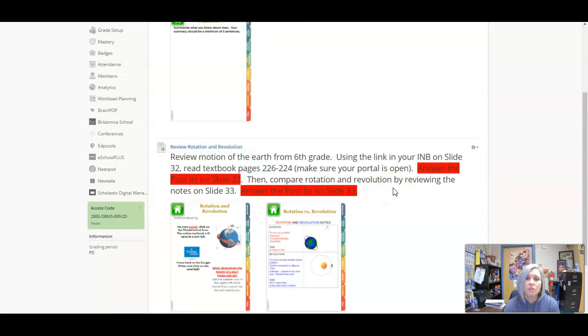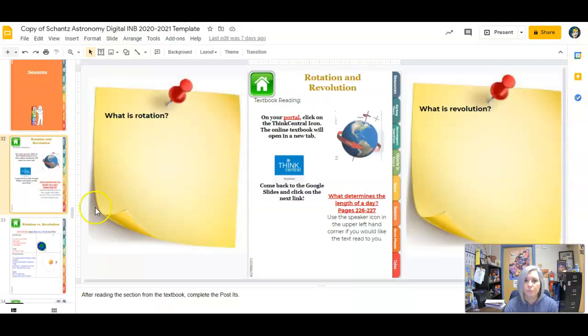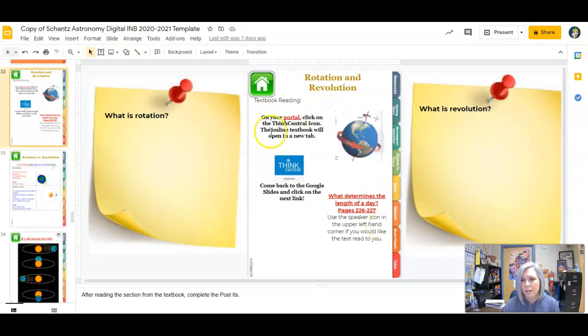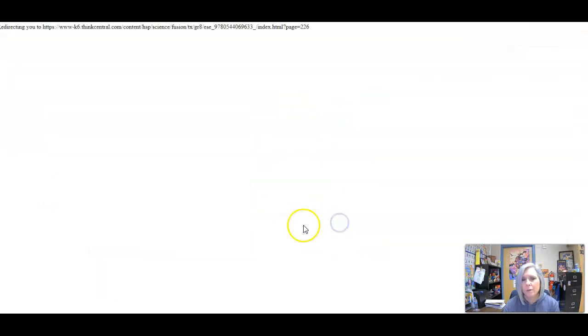When you complete that, we're going to be transitioning now into the relationship between the sun, the earth, and the moon. So the first thing we want to talk about today are the motions. Now this isn't new. You've learned about the motion of planets and objects in space in 6th grade. So we're just going to do a quick review of that on slides 32 and 33. So if we go to slide 32, you're going to see that this is going to take you to textbook pages. So if you'll use the link right here, it's going to take you to pages 226 to 227.